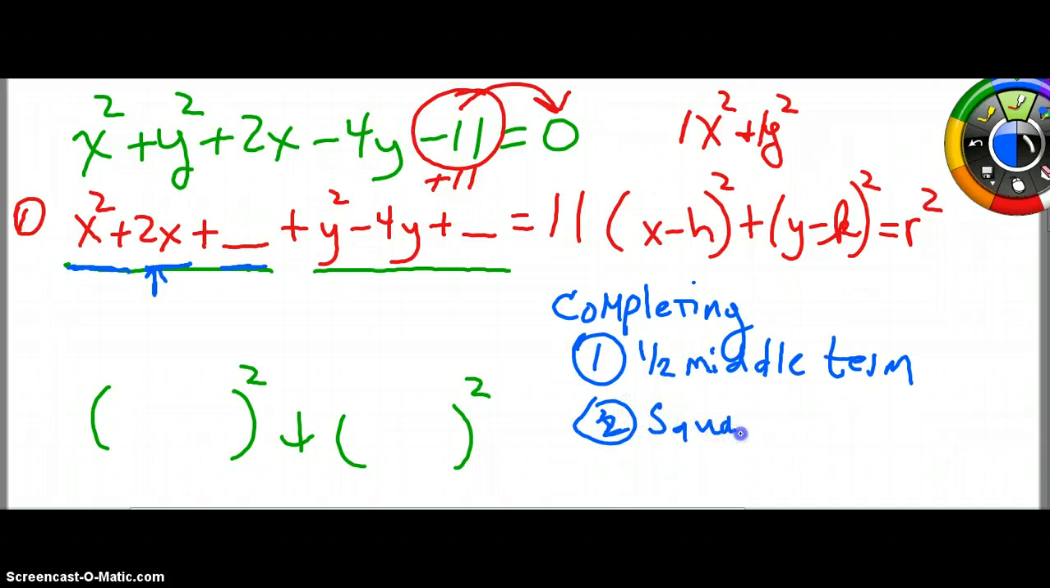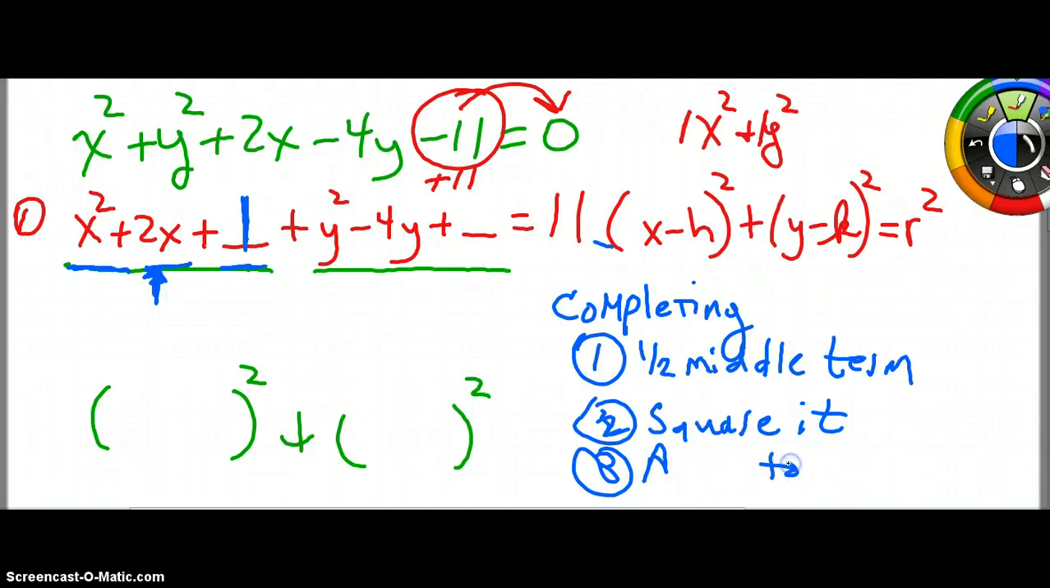Okay, now again, what do I mean by square it? I mean take whatever it is and multiply it by itself. So half of 2 is 1. We're going to square that. 1 times 1 is 1. And whatever we get to that, we're going to add that to both sides.